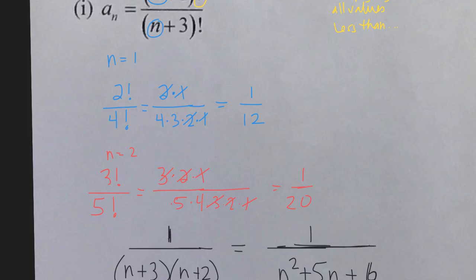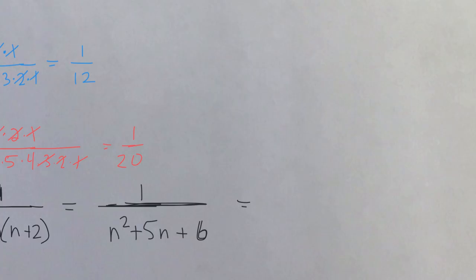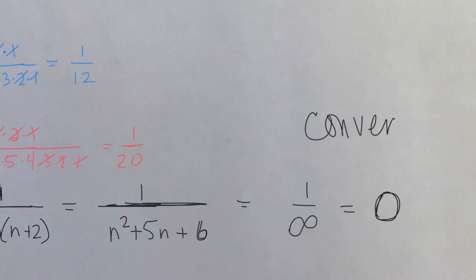And for very large values of n, it becomes 1 over 0. Right, which means our function does what? No, not 1 over 0. 1 over infinity, which becomes 0. So this one converges to 0.